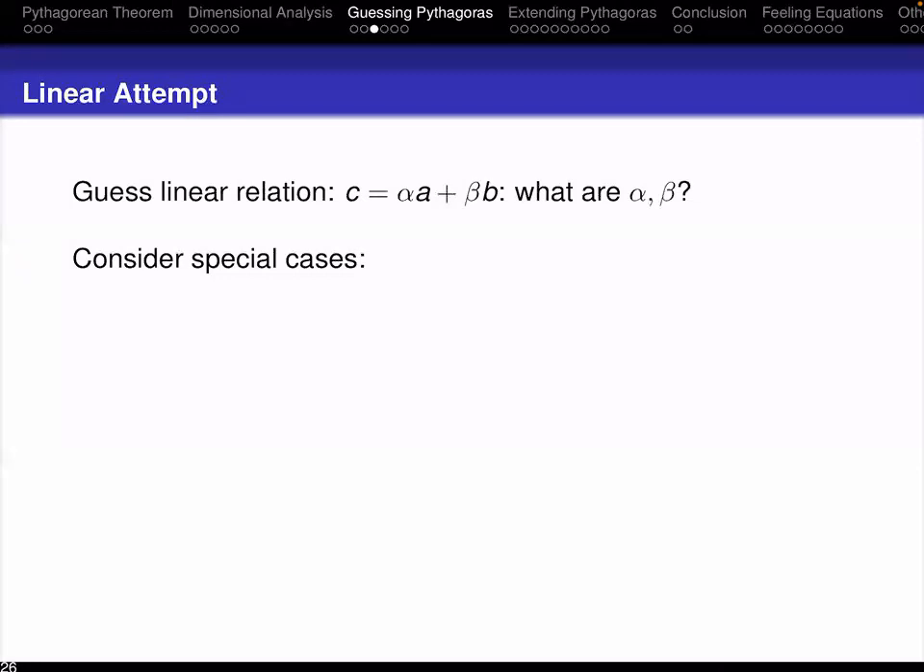Think back to the example we had with a squared plus 17b squared. We didn't like that because it was asymmetric. They have to be the same. Yeah, alpha and beta should be the same. We shouldn't be able to tell the difference between A and B. And so if we take A equals B, we know C has to be less than or equal to A plus B. So we know alpha plus beta has to be at least 1.